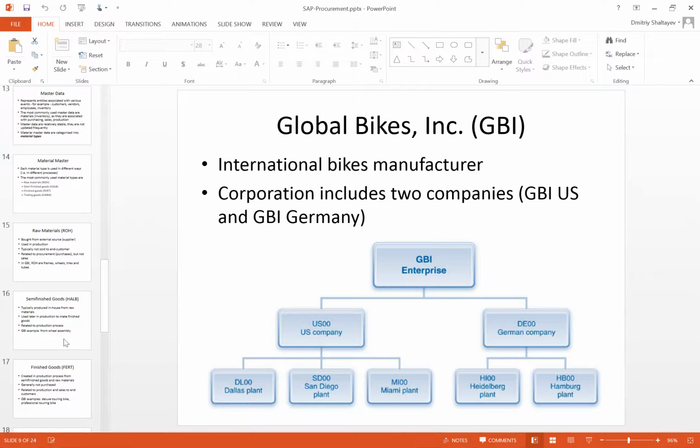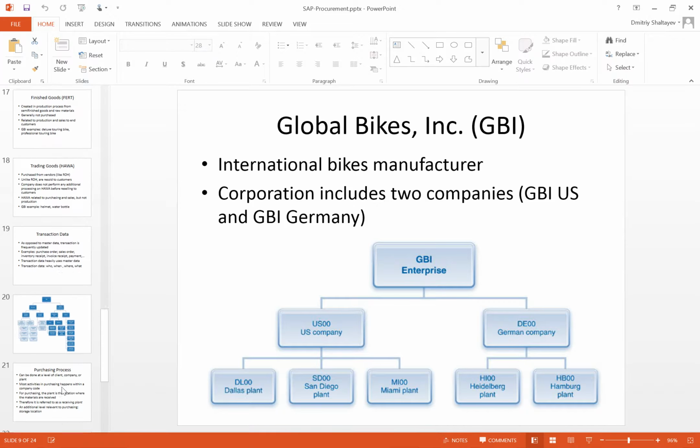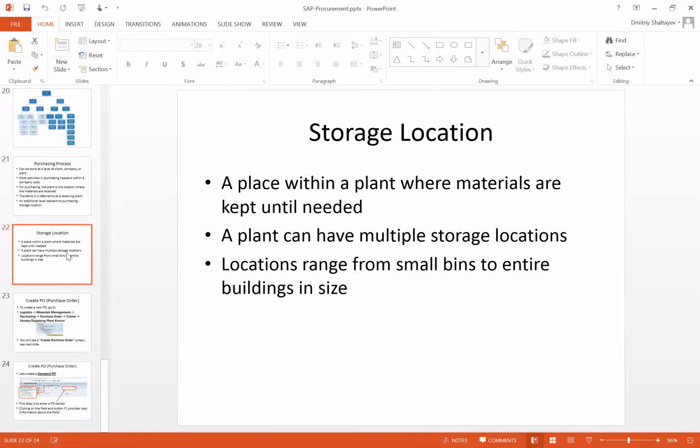So storage location, let me find this slide. Storage location is a place inside the plant, which typically is a warehouse, where I keep my materials. So every time I receive inventory into the warehouse, I have to specify exactly where it goes into the storage, right? So in our example that we're going to do in class, purchasing, I buy items from my vendors, and when the items come into my warehouse, I have to create an event. I have to create a record about inventory receipt.